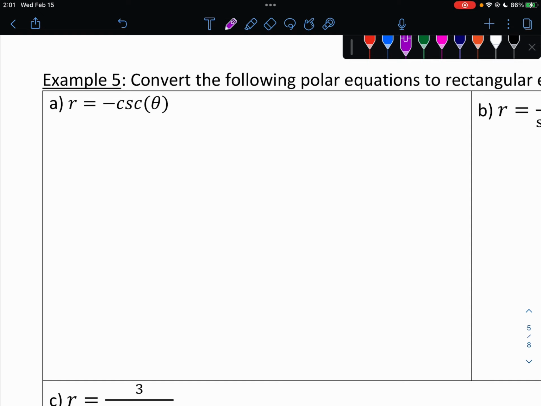So for this first one, we have r equals negative cosecant theta. I'm going to change that into negative 1 over sine theta. Your goal is to get r sines and r cosines, which now we can get by multiplying sine to the other side. And remember that r sine is y, so y equals negative 1.